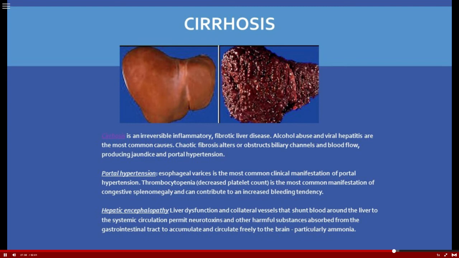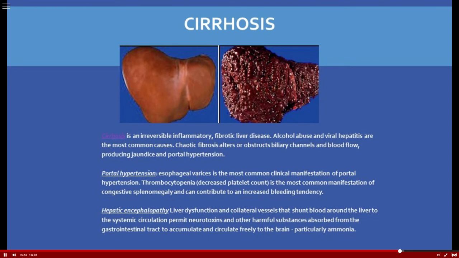The other one, of course, is thrombocytopenia, particularly decreased platelet count, and that's because of the congestion in the spleen. So we call it congestive splenomegaly. And this, of course, is going to contribute to that increased bleeding tendency. These esophageal varices are already very fragile, and so it turns into the perfect storm and causes them to bleed.